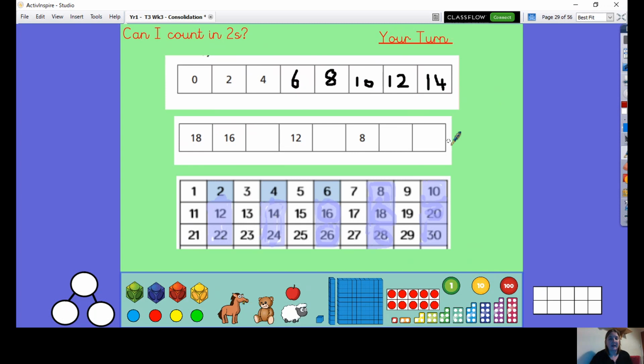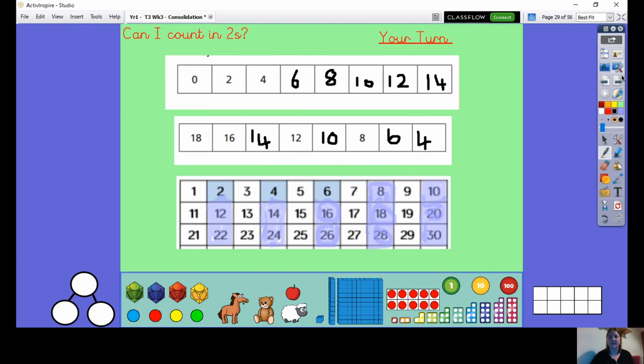Okay, have a look here. So this was counting backwards. You might have found this a bit trickier, but you had the number grid down here to help you. So we've got 18, 16, and then I'm going 1, take away 1, 2, 14, 12 is there. 1, 2, so then I'm going 1, and then I don't go up here, do I? I have to go all the way down here. So I'm going 1, 2, so then I know it's 10, and then it gets a little bit easier again now. So we got 8, 1, 2, 6, and then 1, 2 is 4. Brilliant, well done.